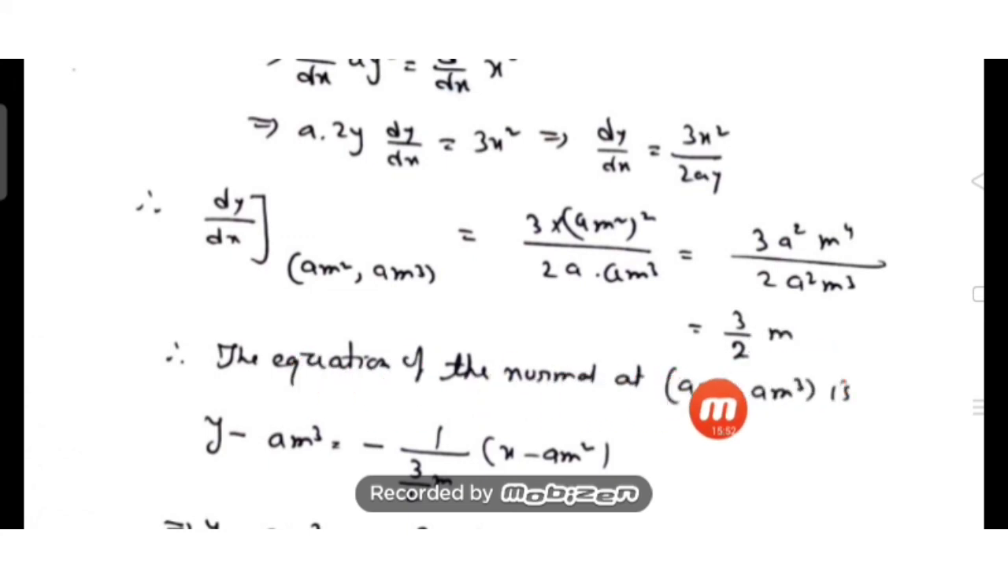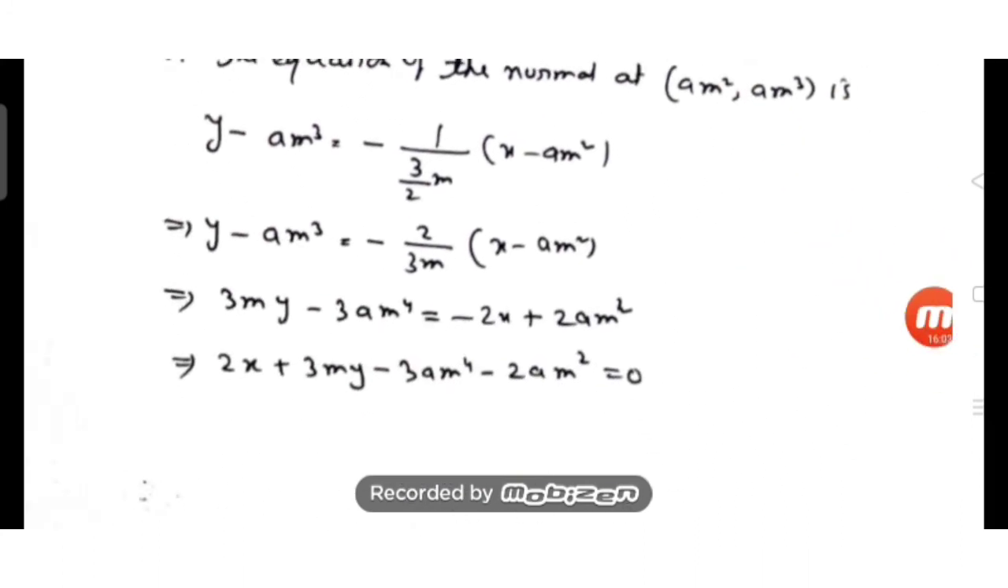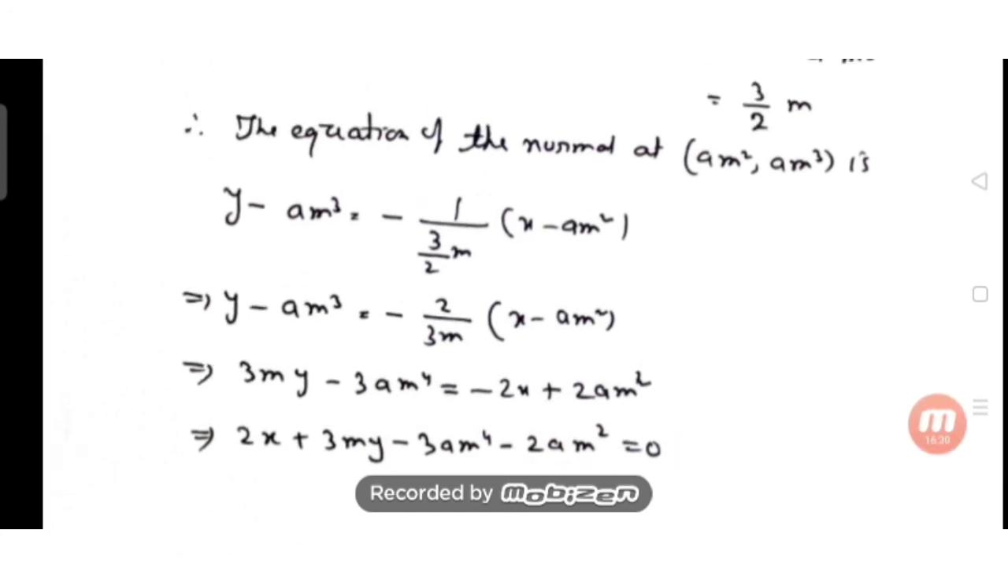Therefore, the equation of the normal at this point is y − y1, y1 means this one, equals −1/(dy/dx), so −1/(3m/2), times (x − x1), that is am². And let us do the calculation. Here, y, it is a reciprocal I have written here. Then we just cross multiply. 3m into y, 3m into am³, that is 3am⁴. And multiplying by 2 here on this side, we'll have −2x, minus minus plus 2am². I just bring all this to the left side, and then we get 2x + 3my − 3am⁴ − 2am² = 0. And this is the required equation of the normal.